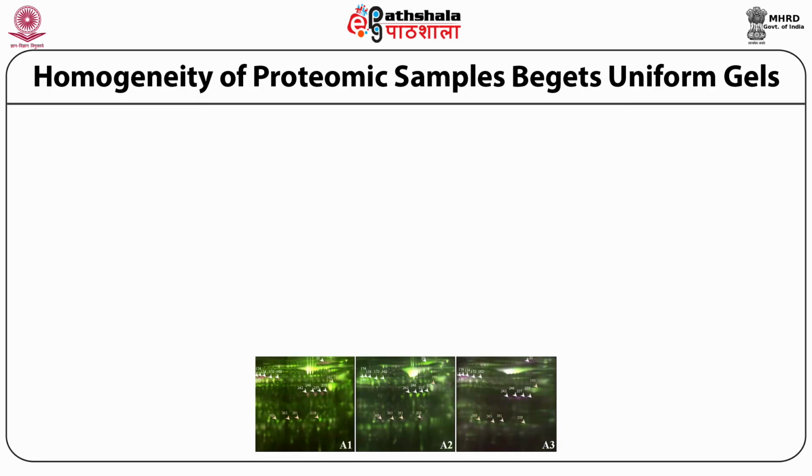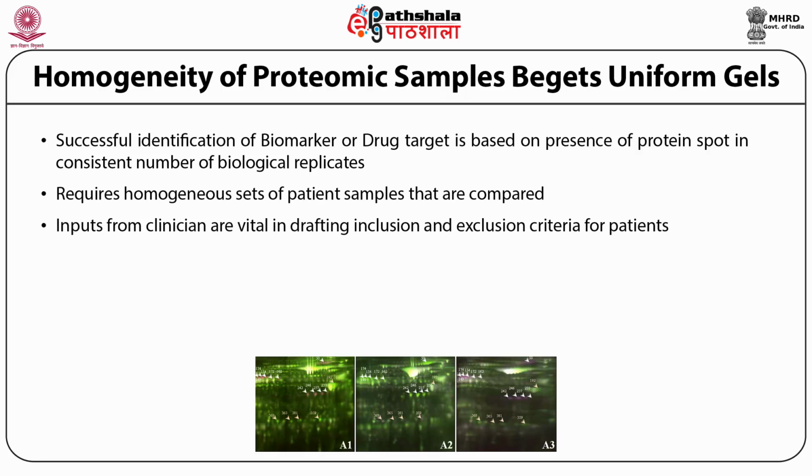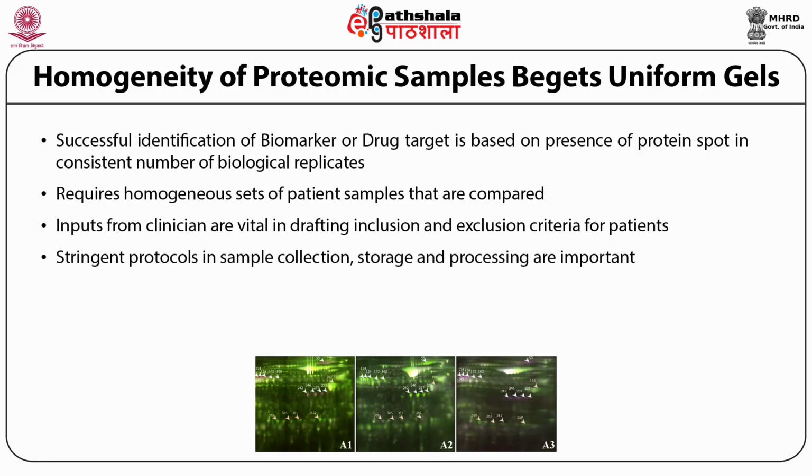Homogeneity of proteomic samples for good quality gels. Successful identification of a biomarker or a drug target is based on the presence of a protein spot in a consistent number of biological replicates. This implies that there is a requirement of a homogeneous set of patient samples that are to be compared. Inputs from the clinician are vital in drafting the inclusion and exclusion criteria for patients. Stringent protocols have to be followed for sample collection, its storage, and processing.